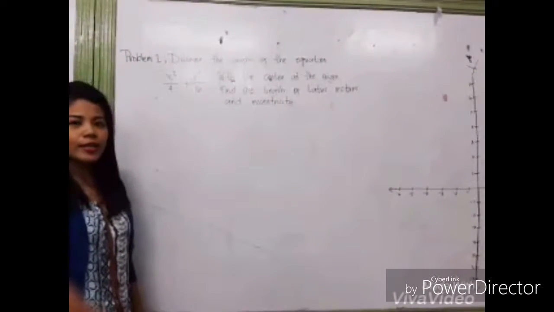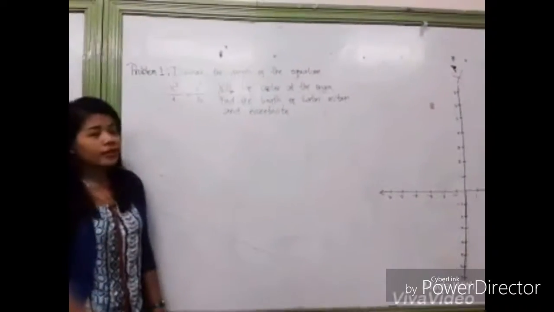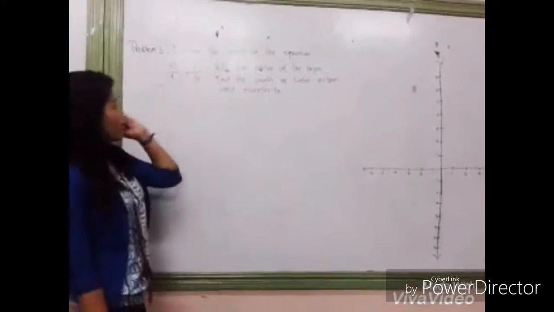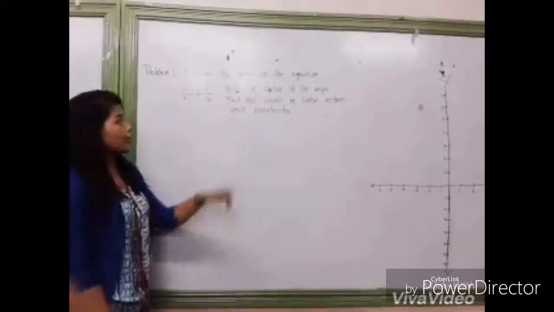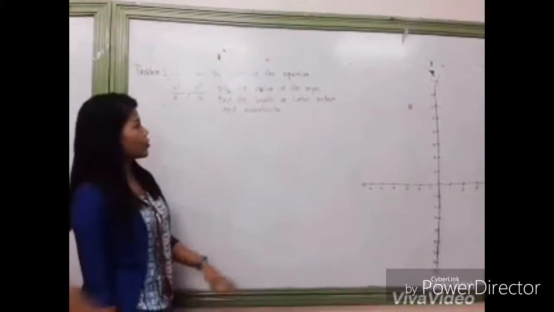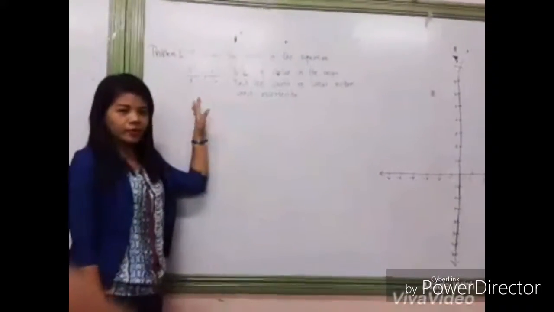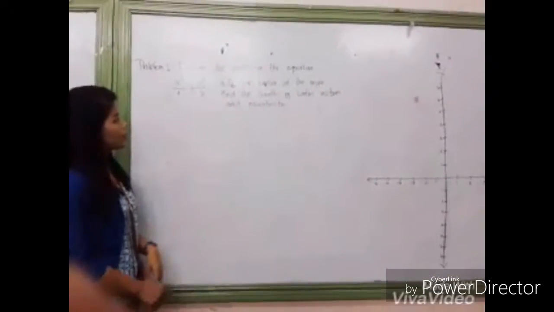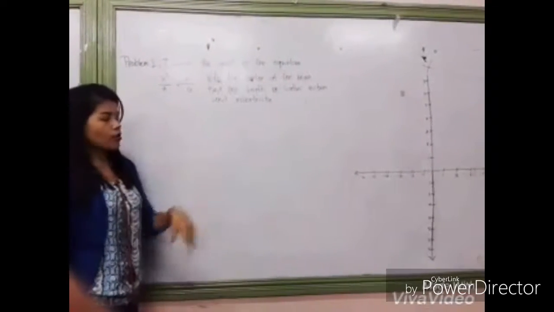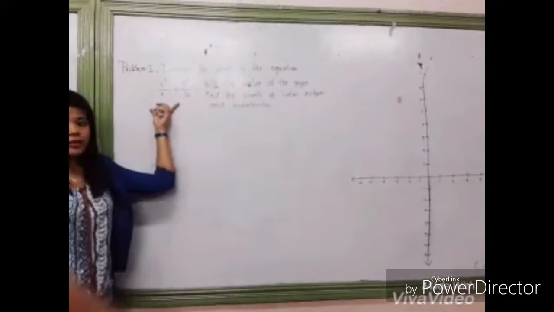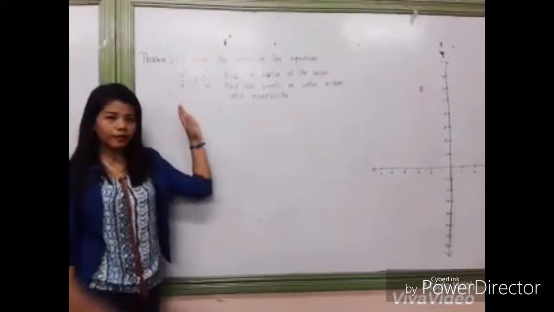And now, let us proceed to our problem 1. Discuss the graph of the equation with the center at the origin, given x squared over 4 plus y squared over 16, and find the length of the latus rectum and the eccentricity. As you see, this equation is in standard form, and this is a vertical major axis, since a is along the y-axis, and we know that a is always greater than b.